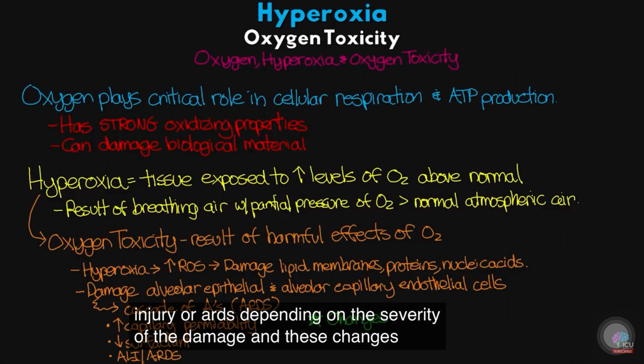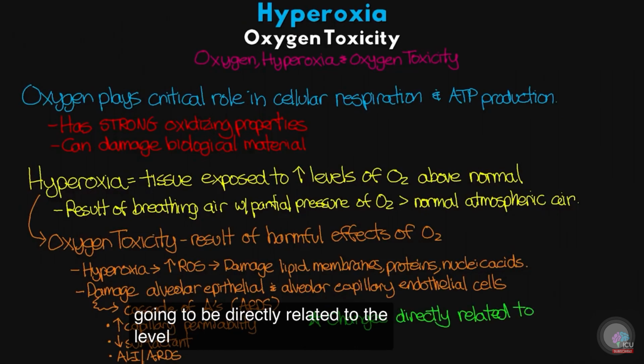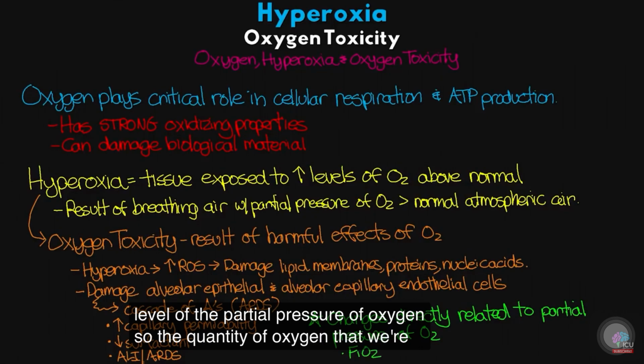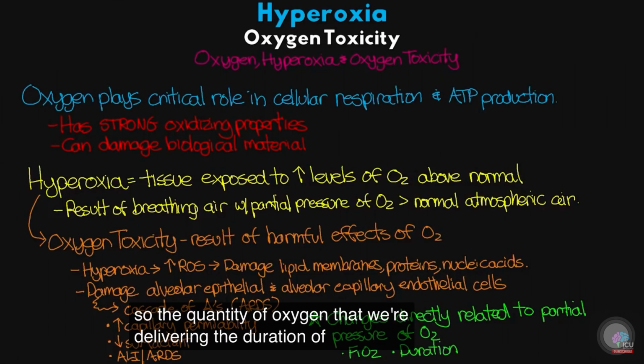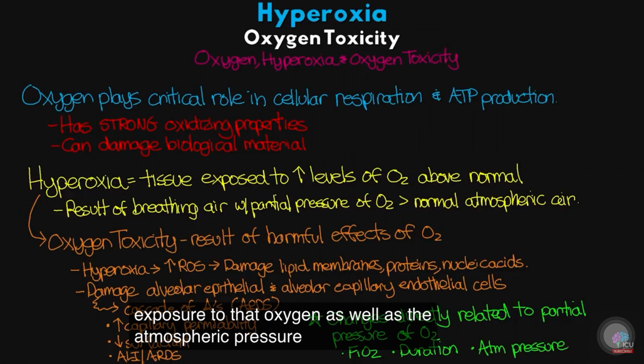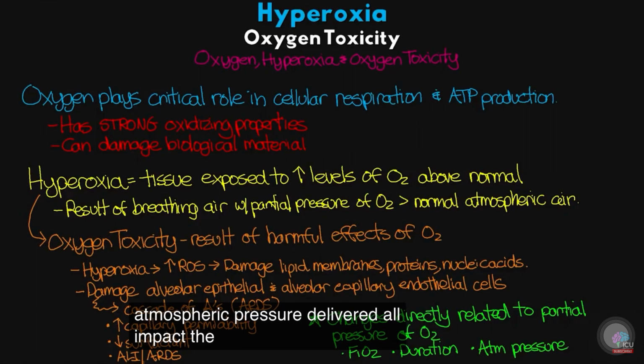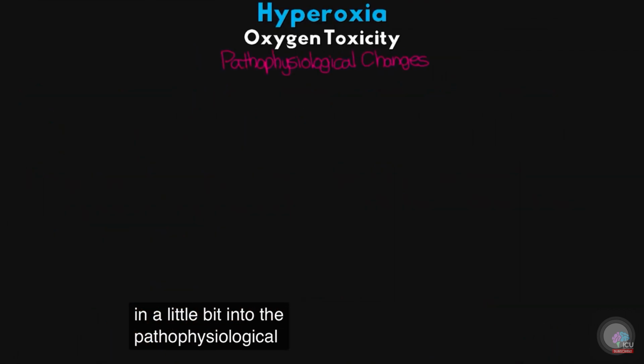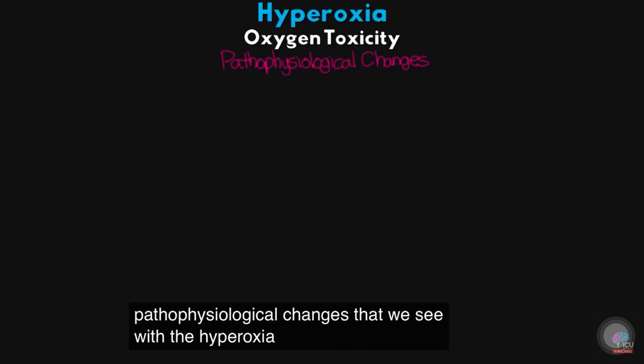These changes are going to be directly related to the level of the partial pressure of oxygen. So the quantity of oxygen that we're delivering, the duration of our patient's exposure to that oxygen, as well as the atmospheric pressure delivered, all impact the total dose delivered and the potential damage. All right, so let's dive in a little bit into the pathophysiological changes that we see with hyperoxia and oxygen toxicity.